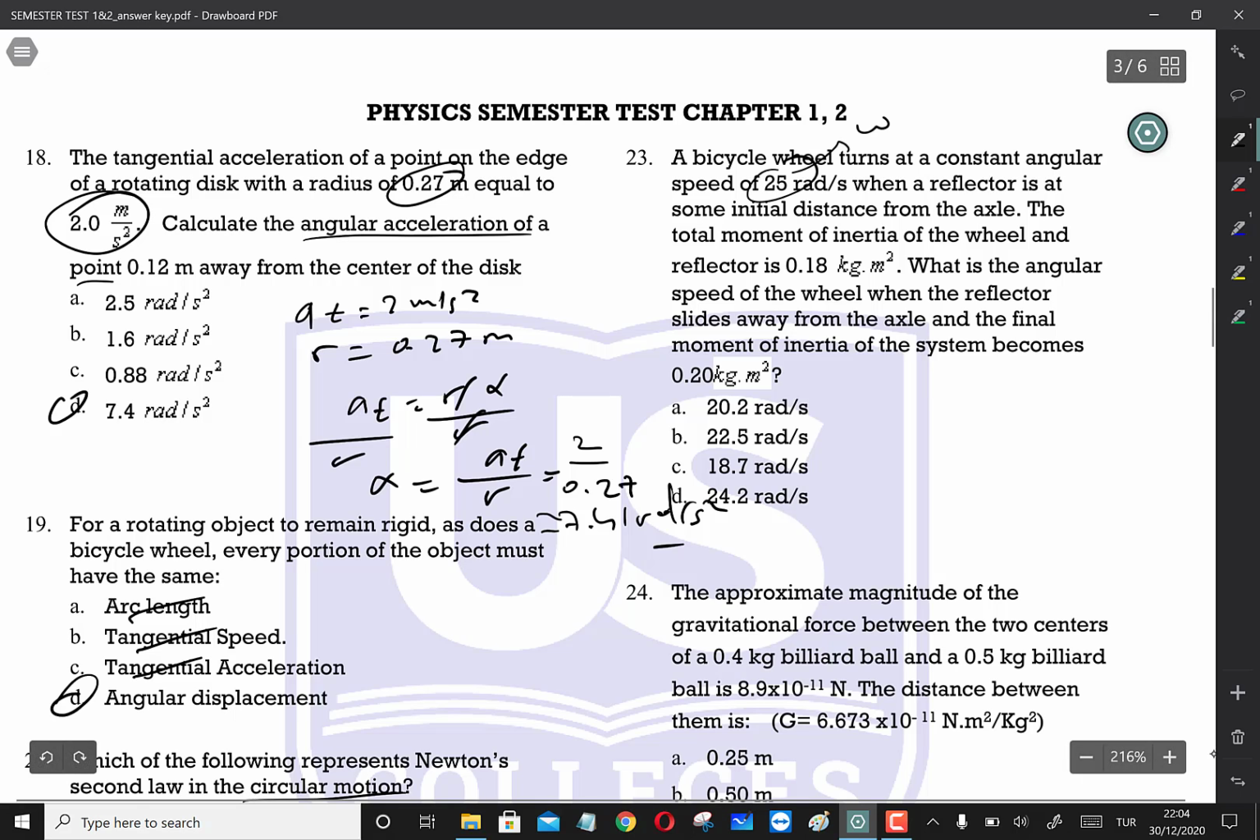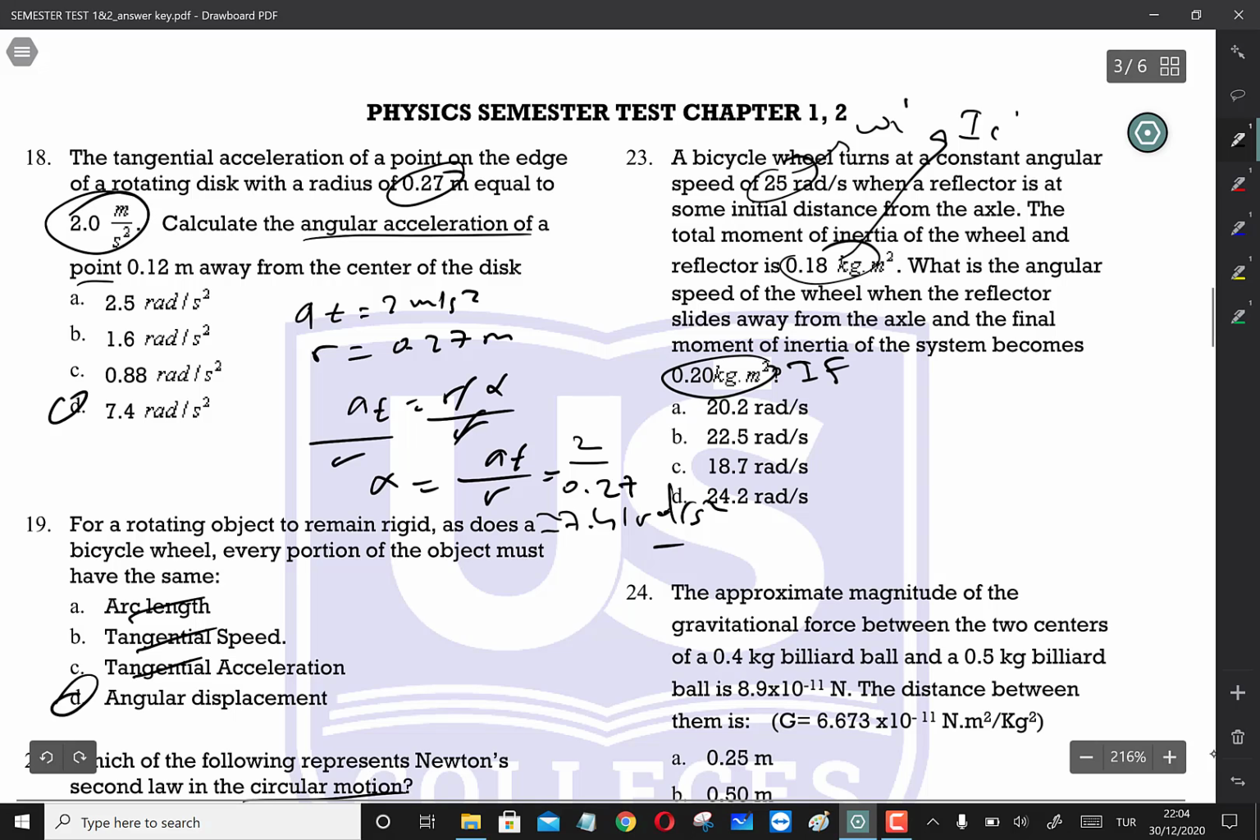When a reflector is at some initial distance from the axle, the total moment of inertia of the wheel and reflector is the initial moment of inertia of the system, I initial, with initial angular speed. What is the angular speed of the wheel when the reflector slides away from the axle, and the final moment of inertia of the system becomes 0.20?